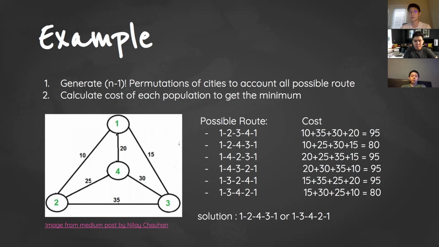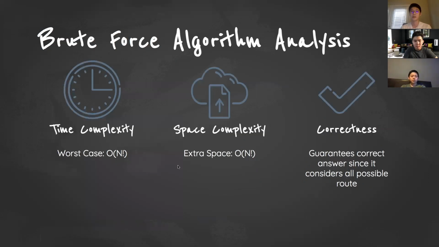But in a real-world situation, such as when we're trying to get navigation, the distance from point 1 to point 2 will be different from the distance from 2 to 1, or the cost it takes to get to each point. That means we have to generate (n-1)! permutations. So in this case, there were 4 vertices, so we generated 6 different routes to get the minimum cost solution. The time complexity of brute force is O(n!), and the space complexity is also the same.